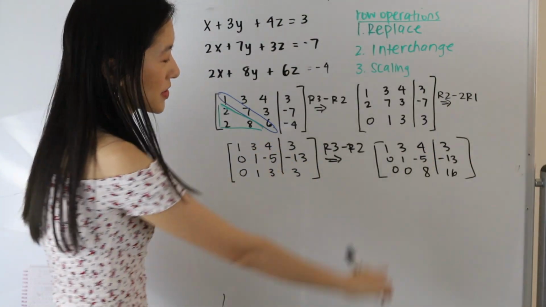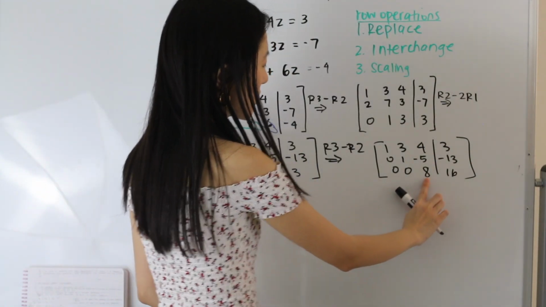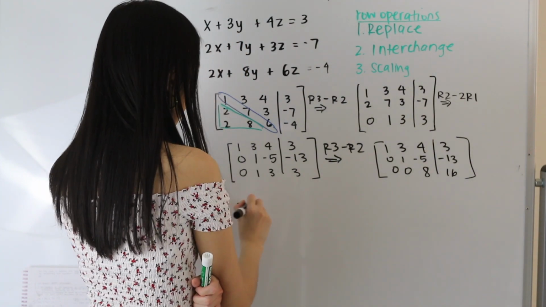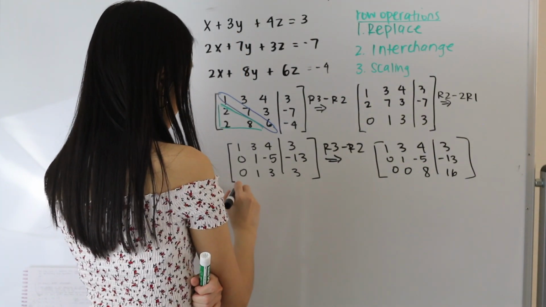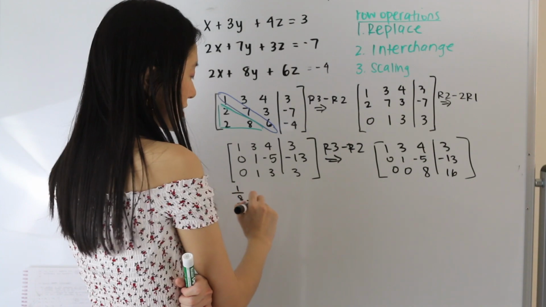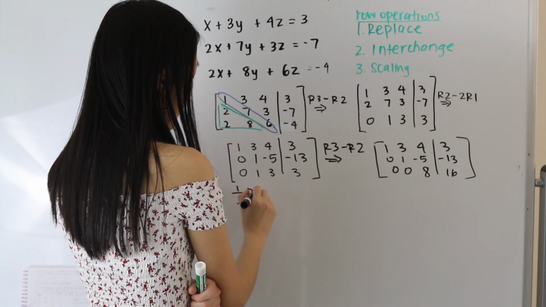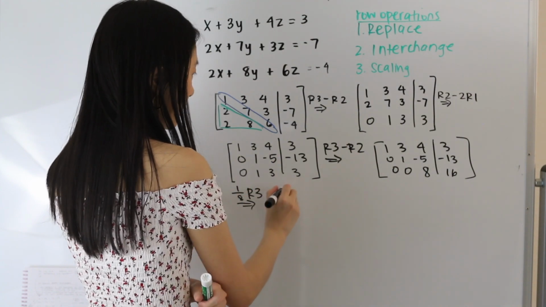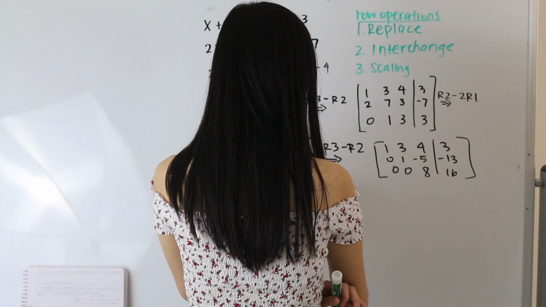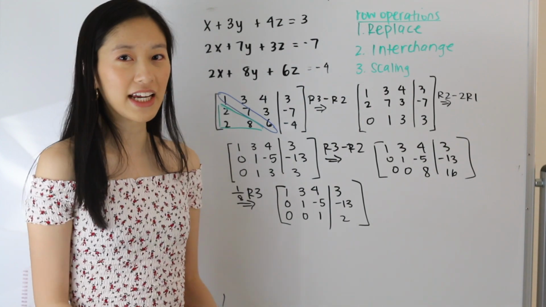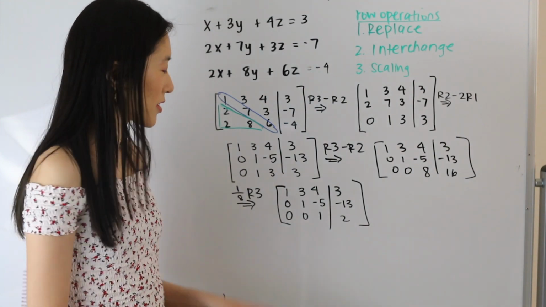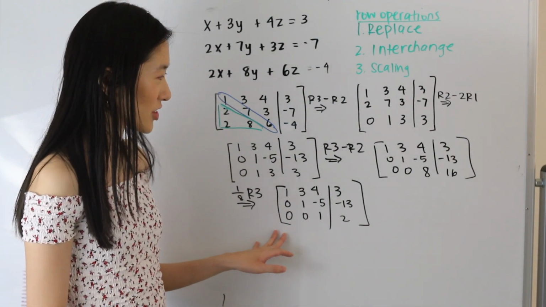So next we're going to want to turn this into a 1. So we can do that by multiplying every element of that row by 1/8. So 1/8 times row 3. So now we have our augmented matrix in row echelon form, and now we're going to want to write this as a system of linear equations.